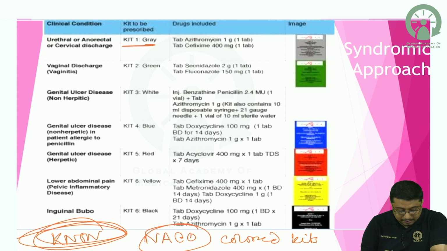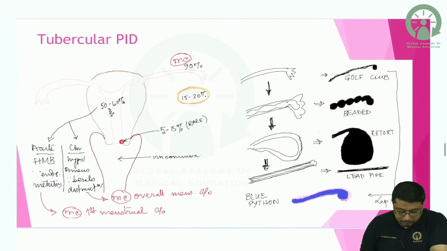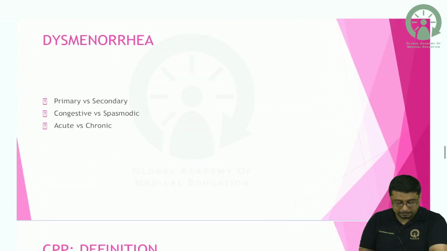Kit 1 is a grey kit, that is for cervical discharge. So we know the organisms are chlamydia and gonorrhea. So for gonorrhea, cefixime 400 mg 1 dose. For chlamydia, azithromycin 1 gram 1 dose. Kit 2 is green. So the contenders are candida, so fluconazole 150 mg 1 tab. Then bacterial vaginosis and trichomonas, both get knocked off with the same drug, secnidazole 2 gram 1 tab, right? So likewise, so genital tuberculosis, this is something that you should see.